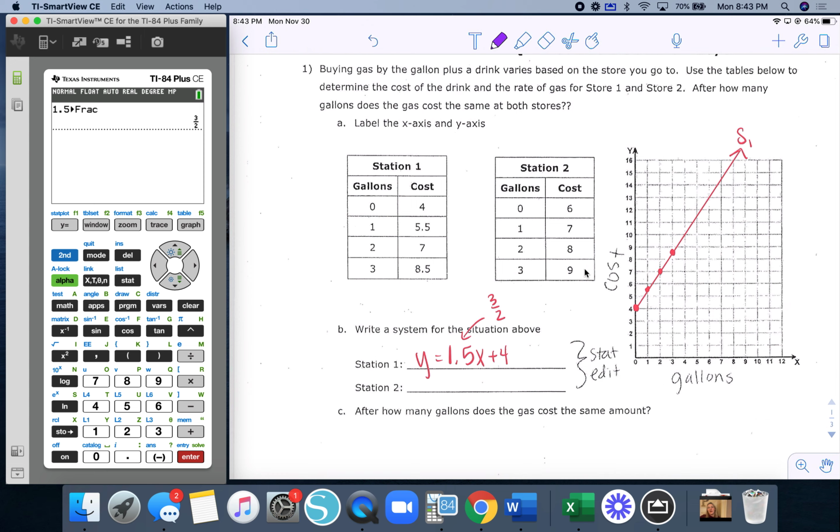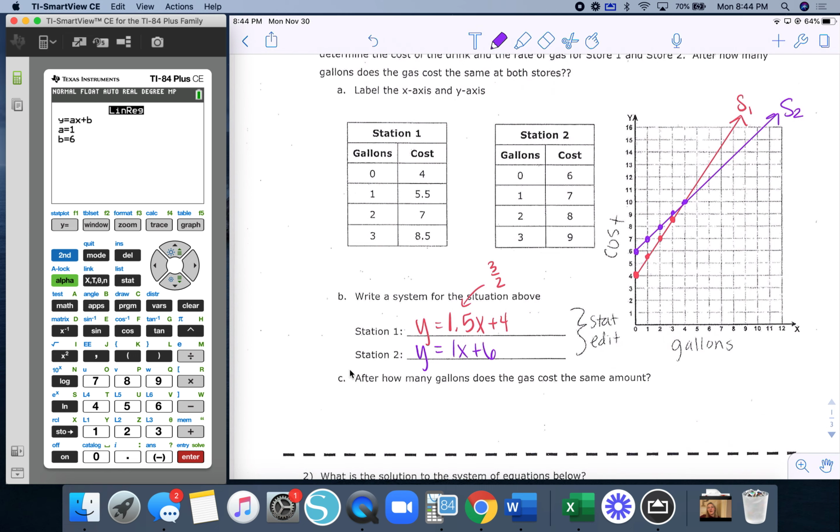So for station 2, we're going to do the same type thing. So stat edit, replacing these. The gallons stay the same. The cost is what changes. So remember, you can type over it or you can scroll up so the L2 is highlighted and click clear, either way. So stat calc 4. So y equals 1x plus 6. And I can graph those again. 1, 7, 2, 8, 3, 9. So this would be station 2.